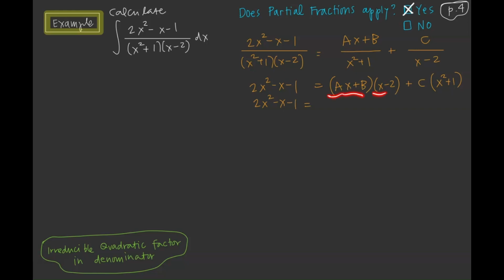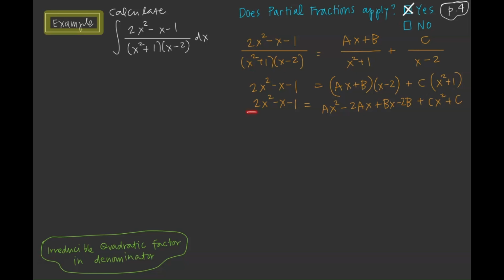So I'm going to multiply this by this, and this will be ax squared minus 2ax plus bx minus 2b. And then on the right side I have plus cx squared plus c. And now it's just a matter of rearranging things and matching things up.